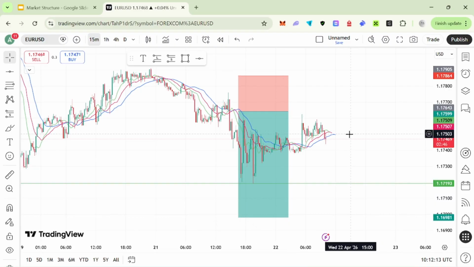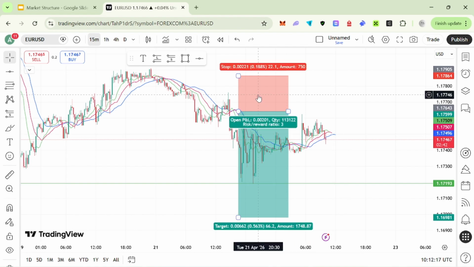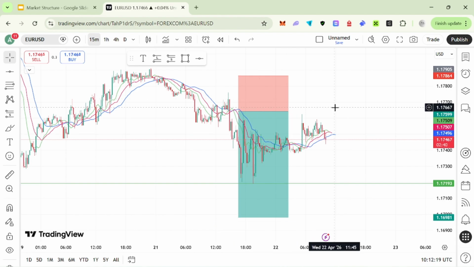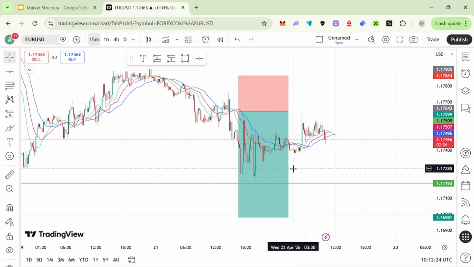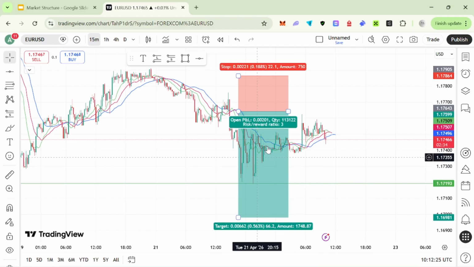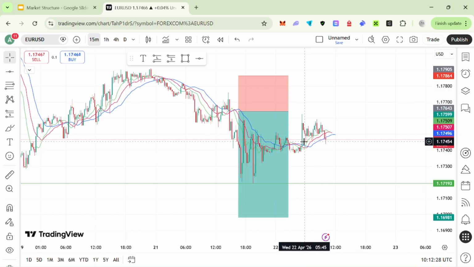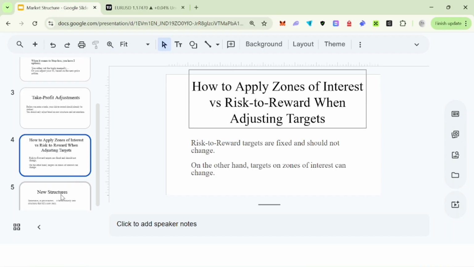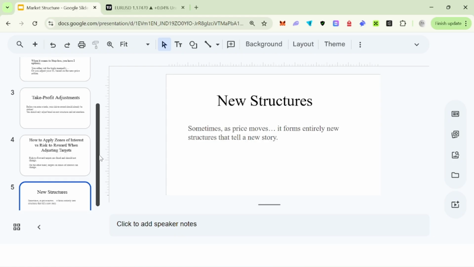So that's what I mean when I say your risk to reward is fixed, which is this, and it should not change, but your target can change based on the new structure that price forms. So let's go back and look at new structures.